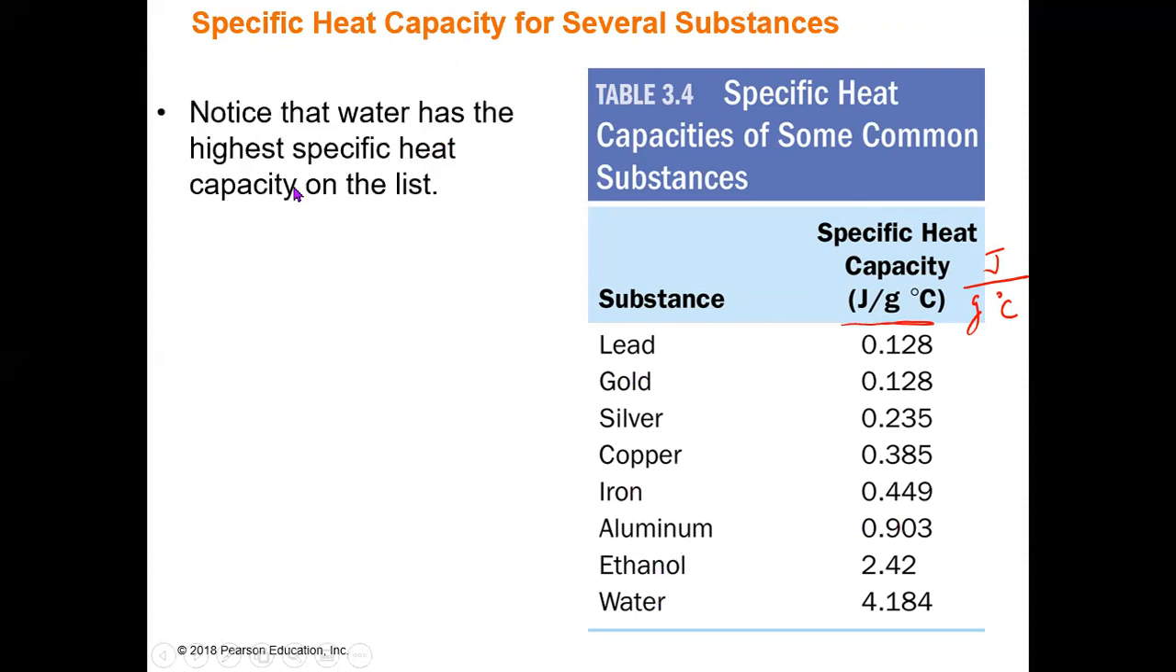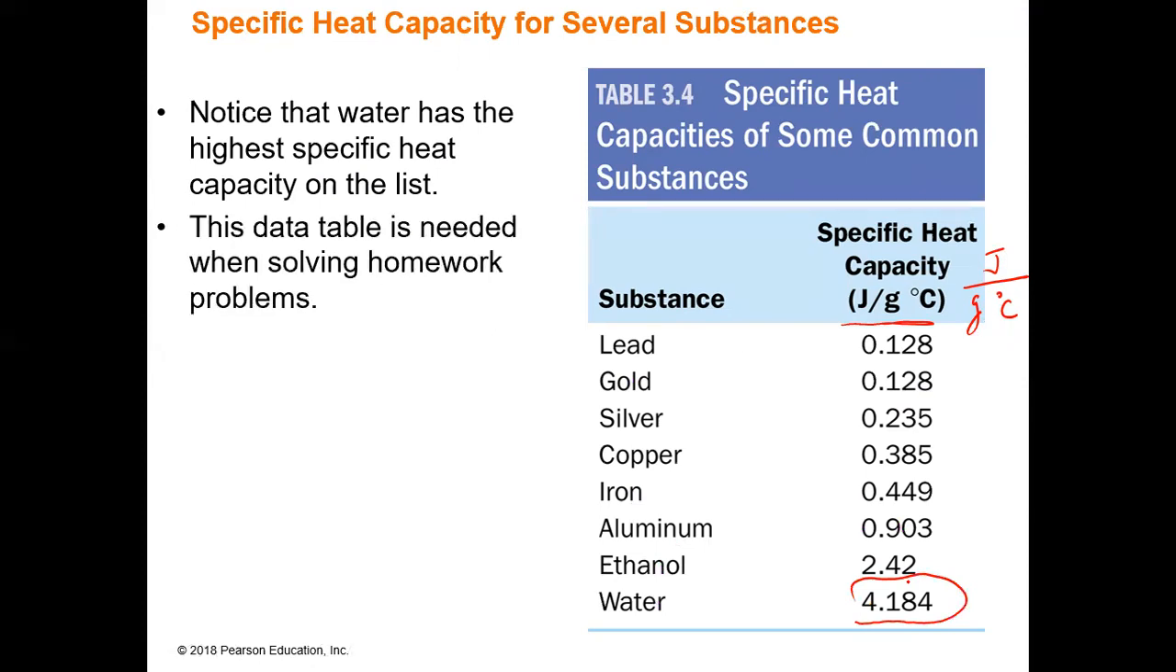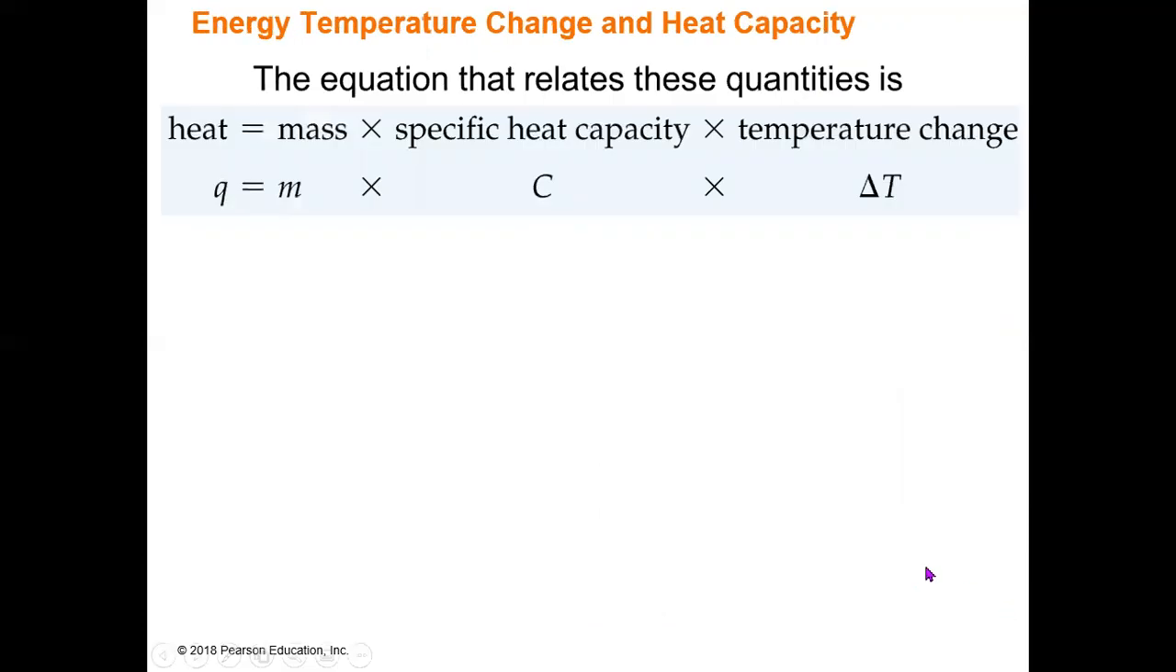Notice that water has the highest specific heat capacity on the list. So here, water, 4.184, really much higher than everything else. This data table is needed when solving homework problems on energy, temperature change, and heat capacities.